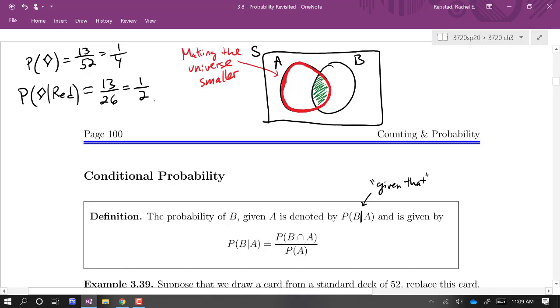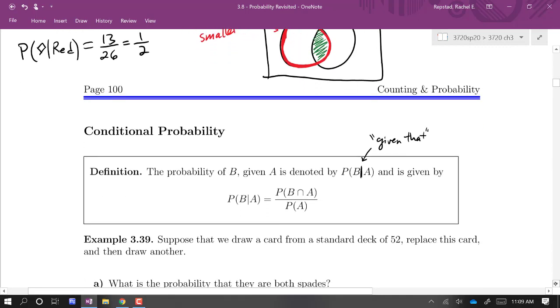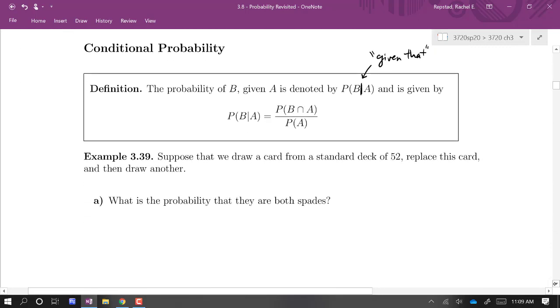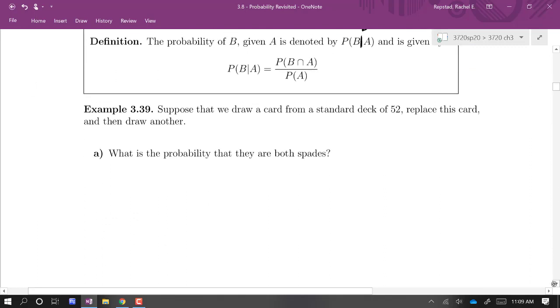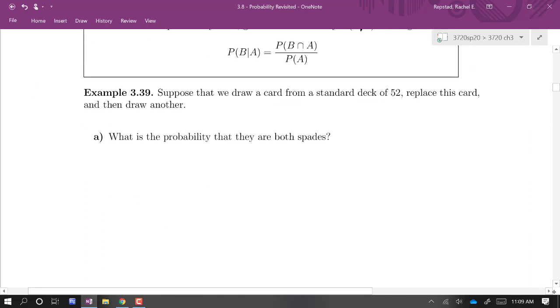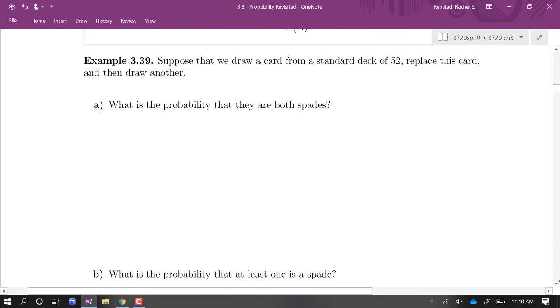So we're going to do another example, working with conditional probability, again with a deck of cards. First, imagine that I draw a card from this deck of 52 cards, and then I replace that card and I draw another. So I'm drawing 2 cards, but I'm replacing the first card before I draw the second card. What's the probability that both cards are spades?